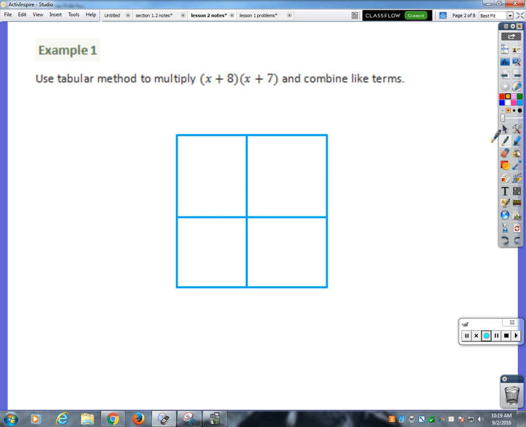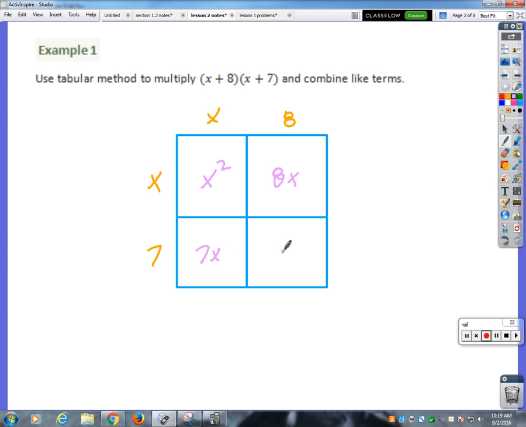X and an 8 on the top. It could go down the side if you wanted. It doesn't matter. And then what goes here? X and 7. Okay, so now I just have to fill in the boxes. What goes in the upper left-hand box? X squared. What goes right here? 8x. And then 7x.